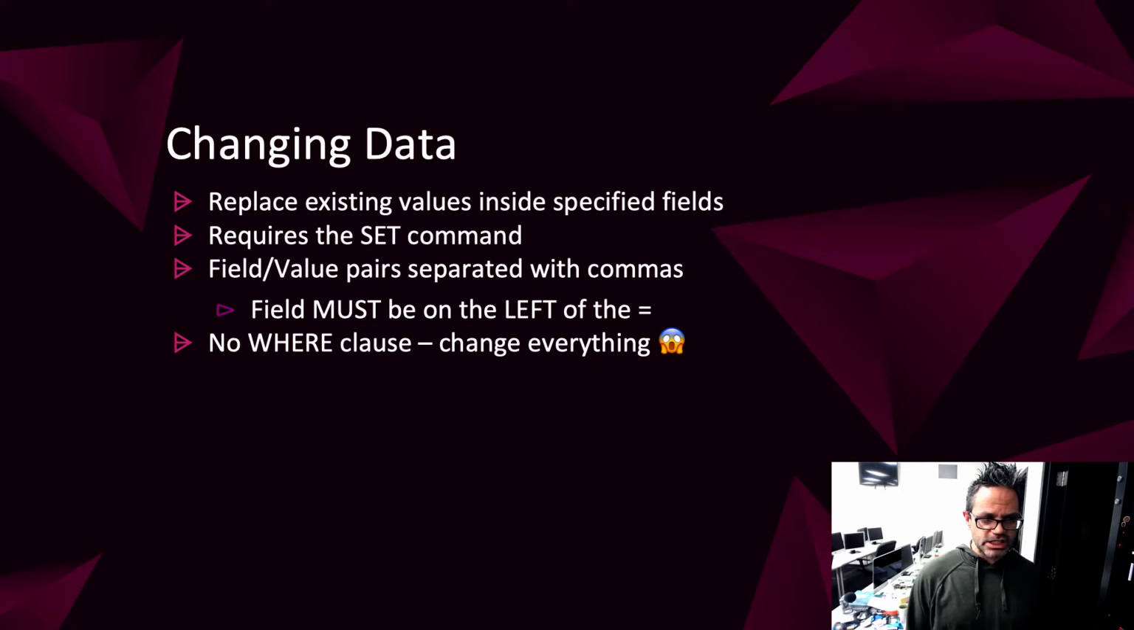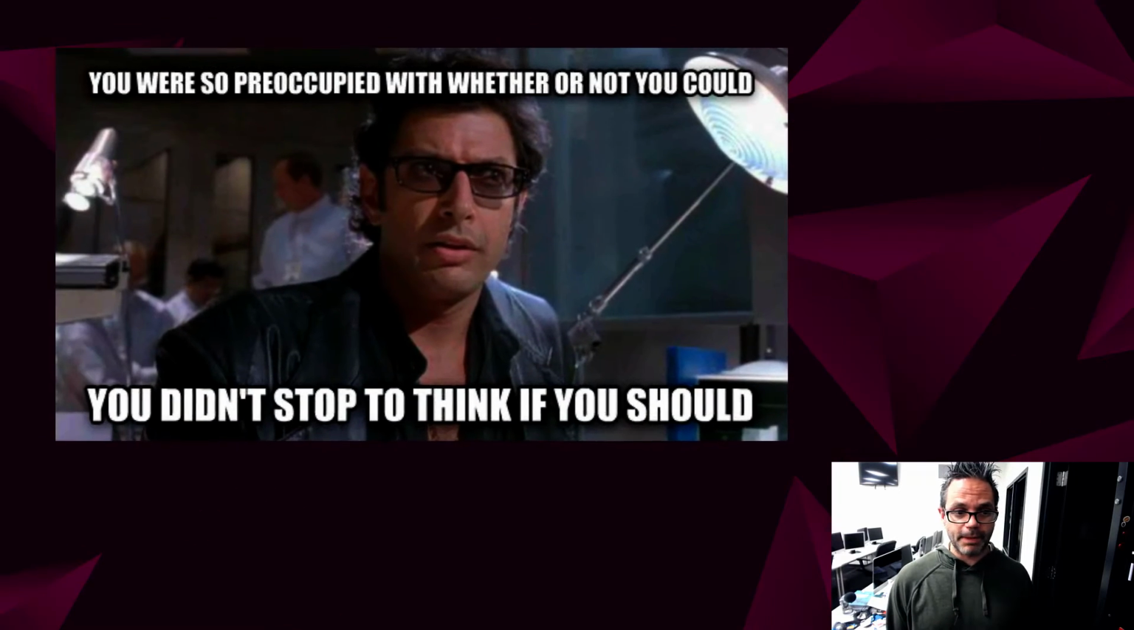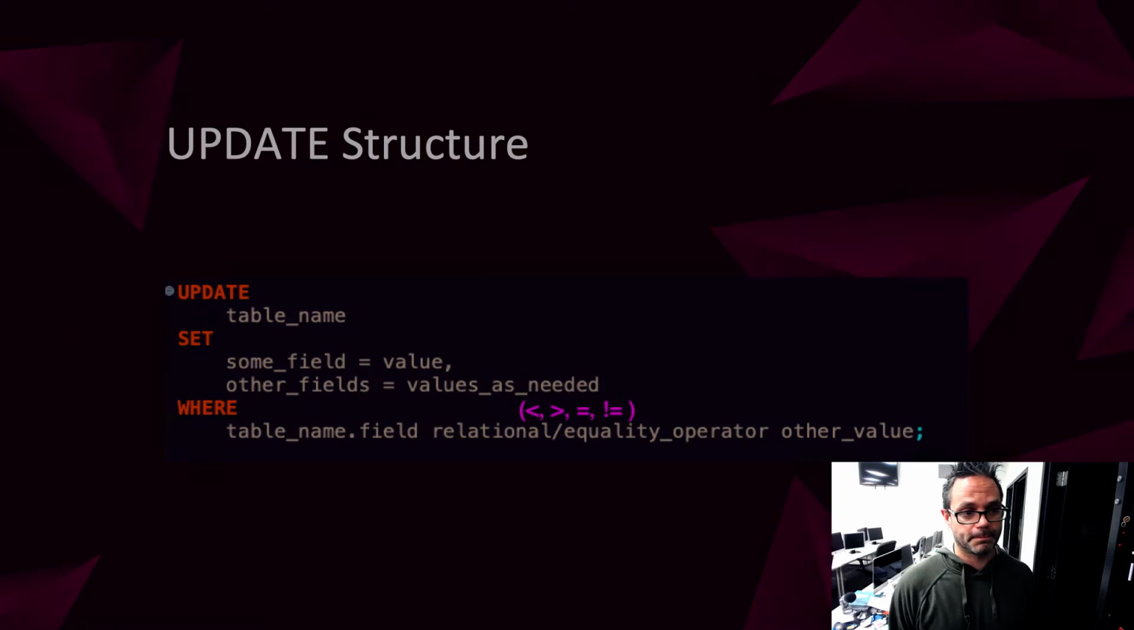Now, there is one small little itty bitty thing. It's a tiny proviso that you might want to keep track of. If there is no where clause, you're going to change everything. And this is where we get the amazing power of Jeff Goldblum, because you're so preoccupied with whether or not you could, you didn't stop to think if you should. That where clause, we don't have to use it, but we really, really do. It is an automatic requirement. You need to have a where clause anytime you're doing an update.